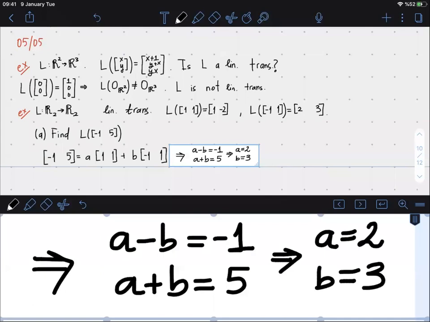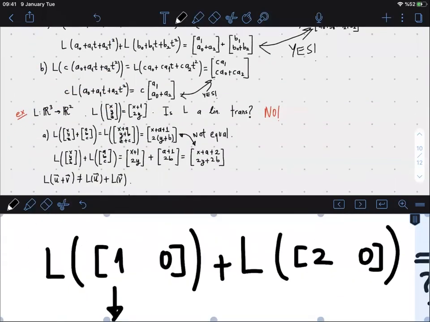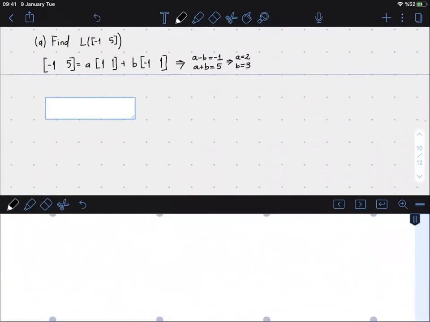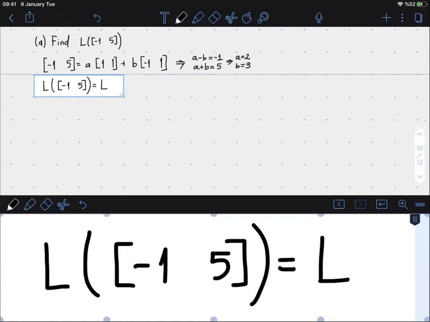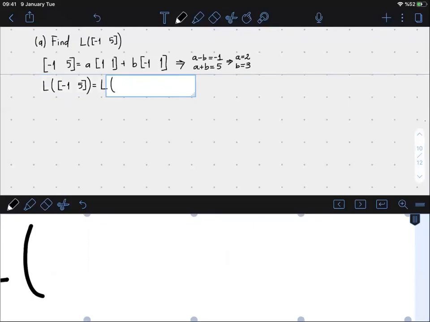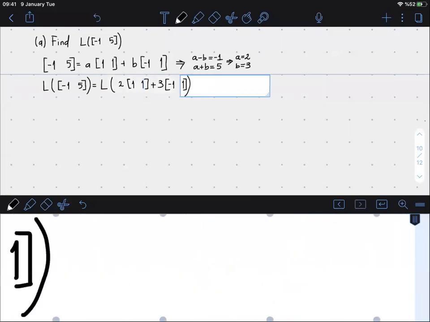That's good. So what did we find? The thing we are trying to compute is L of (minus 1, 5). We know that the vector (minus 1, 5) can be written as 2 times (1, 1) plus 3 times (minus 1, 1). We showed this.